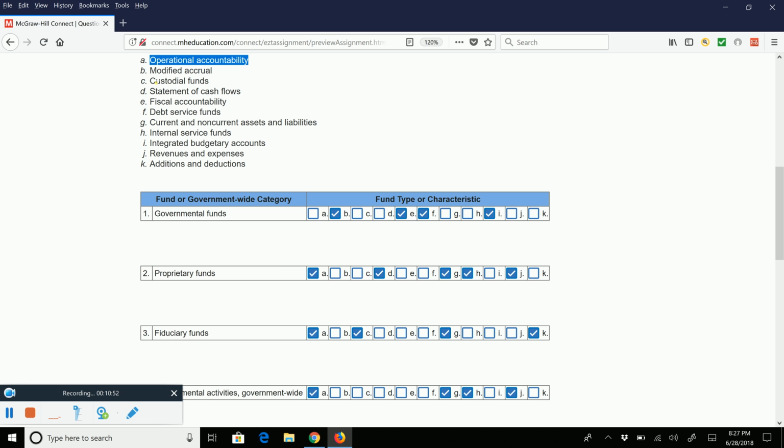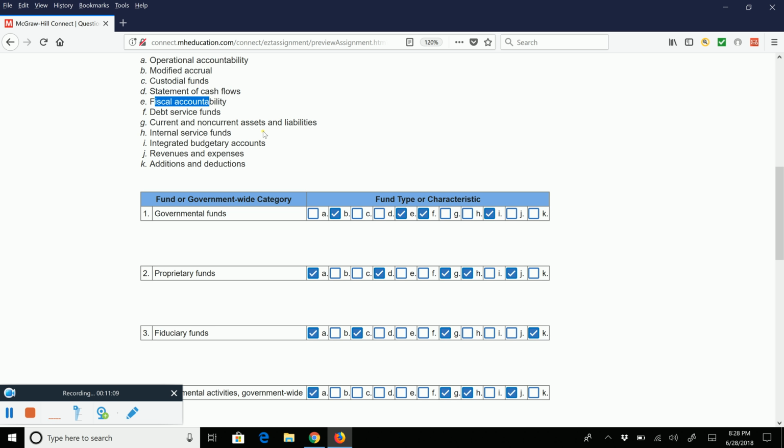Letter C, custodial fund. That is a fiduciary fund. That's why we have C checked off. Letter D, statement of cash flows. That is only prepared for proprietary funds. So we have D checked off here. E, fiscal accountability.